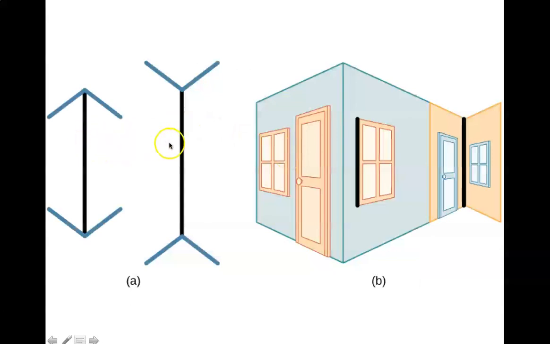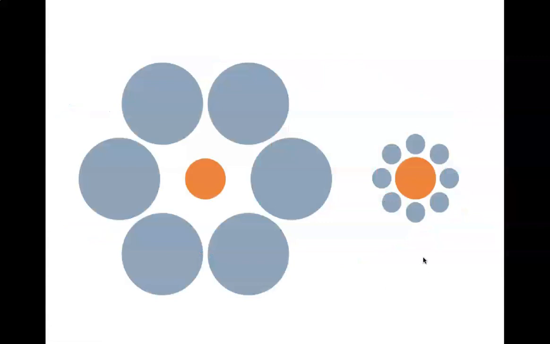Same thing. What's longer, this black line or this black line? This one looks longer, doesn't it? But they're not. They're the same length. So again, your brain tricks you. What's longer, this black line or this black line? This one looks longer, doesn't it? But it's not. It's the same length. So again, it's an illusion. We're tricking the brain. Perception is not reality.